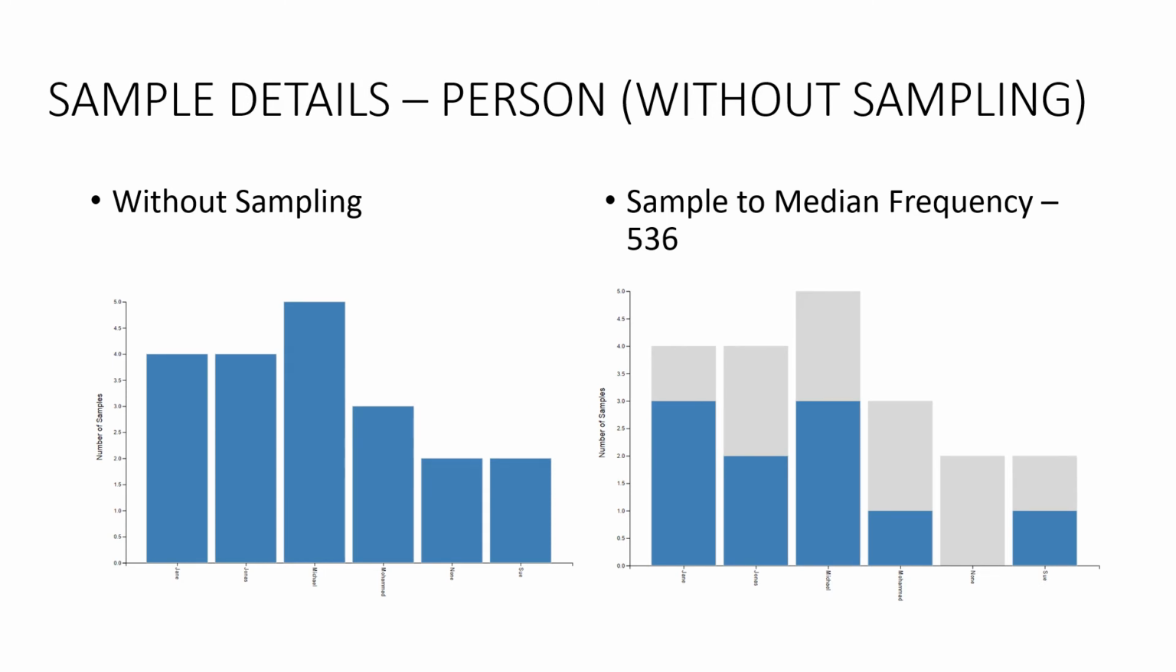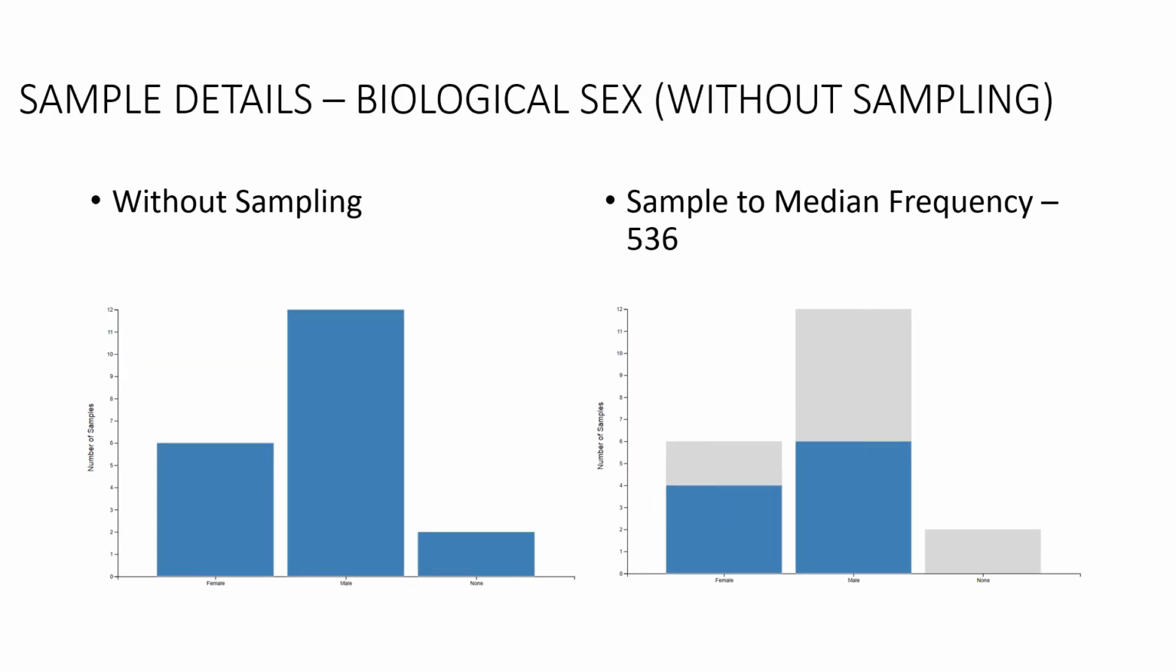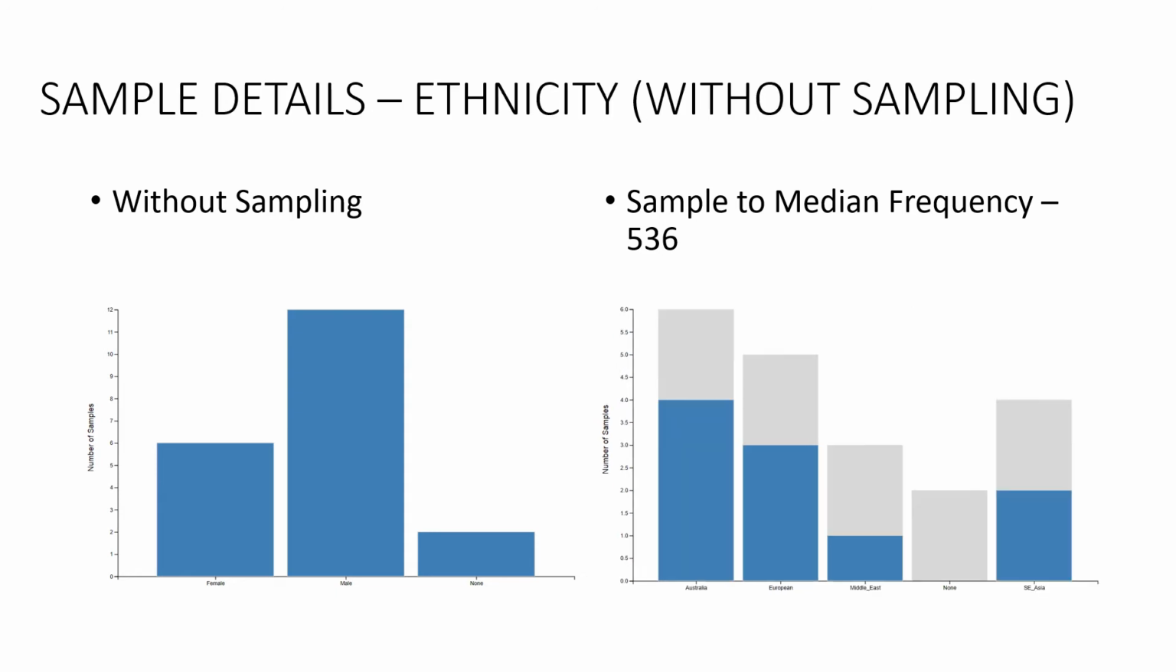Next I have compared again the 536 samples to without sampling, and it is done on the person data set. So there's a direct comparison. Next I'm going to be talking about the biological sex. Again, this is the comparison of without sampling and sampling to its median frequency that we have gotten after doing the analysis. And this is again the sampling details when we talk about the ethnicities, without sampling and then with the sampling.